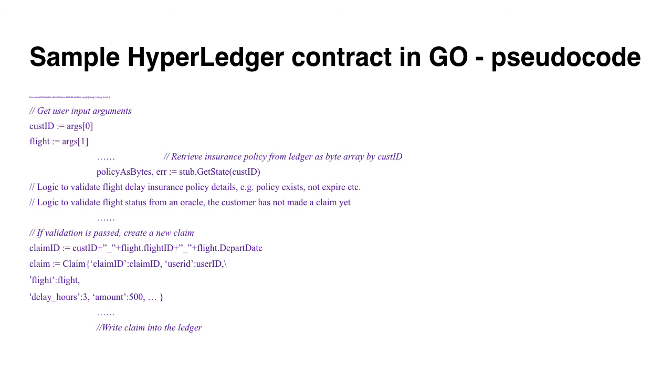And then once the customer submits a claim online on the Hyperledger platform, you basically validate the particular flight ID and the flight departure date, and process the reimbursement or the claim onto the ledger based on the amount of time of the flight delay, or based on the policy details.